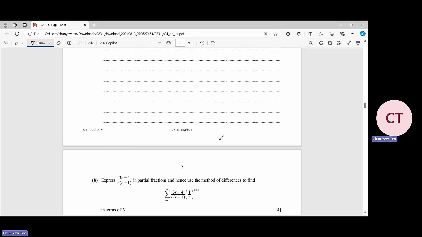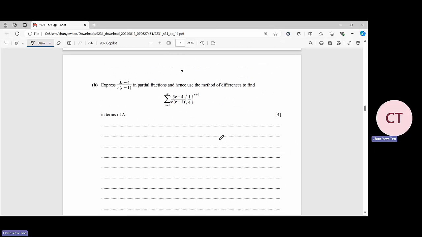Then I'll go on to number 3B. Express this in partial fractions and hence use the method of differences to find this. Okay, so what you need to do at first is (3r plus 4) over r(r plus 1). You can use partial fractions to do it. Make it become A over r plus B over r plus 1. But this one will take you a few steps extra. So right here, we try to make it easier by using a shortcut. We can make this become 4r plus 4 minus r.